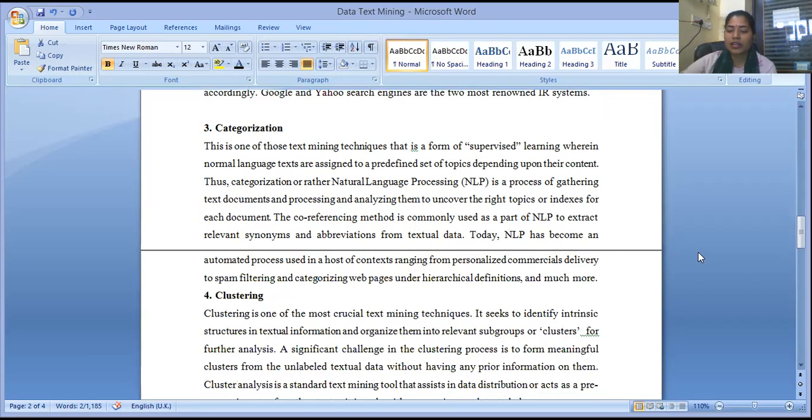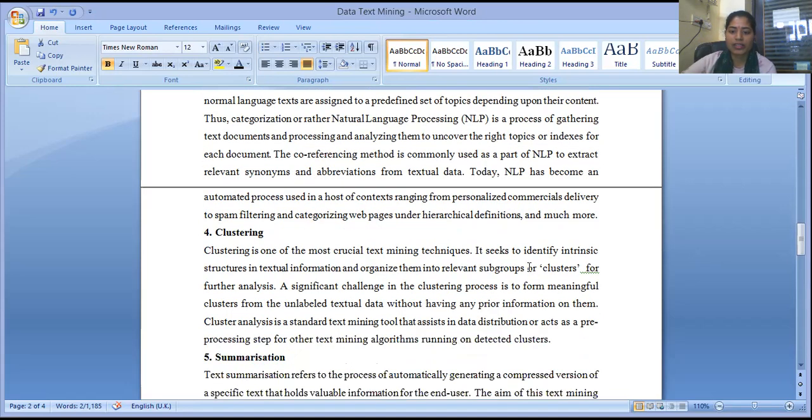So this is the techniques of text mining, in which supervised learning, wherein natural language texts are assigned to a predefined set of topics depending upon their contents, isn't it? So categorization, or natural language processing, is a process of gathering text documents and processing and analyzing them to uncover the right topics or indexes for the documents. So this is all about these things.